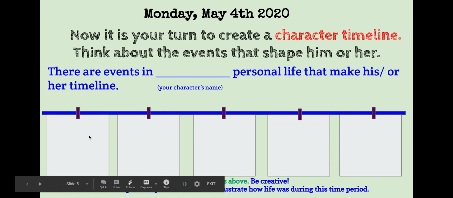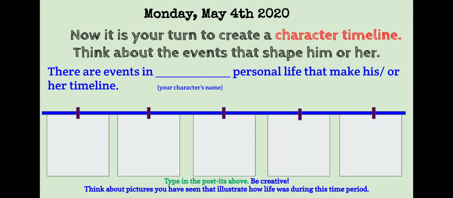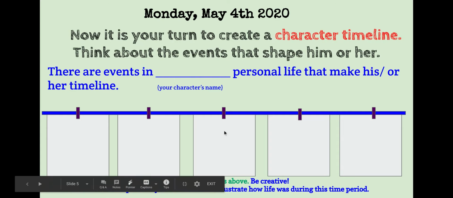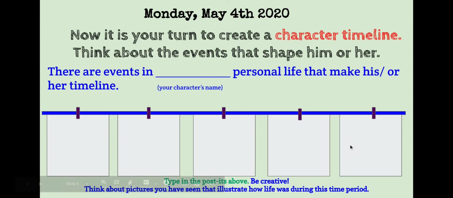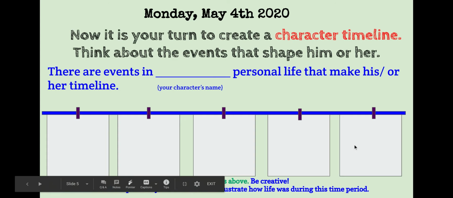So you can either continue with colonial America and the characters that you planned out last week, or you can make a brand new character in a brand new time period. It's up to you. Either way, you're going to try for at least five events. If you can do 3, that's great. If you can do 4, even better. If you can do 5, that will be really impressive to us.